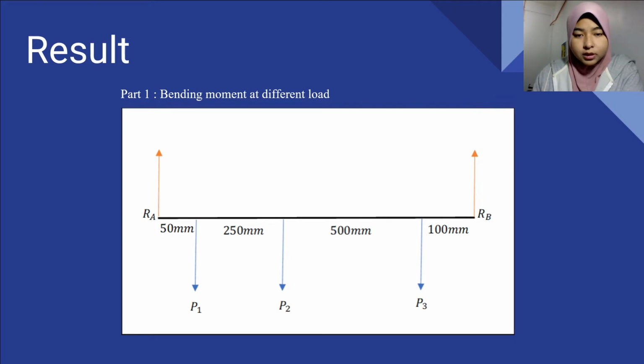For the experiment, I will be presenting the result. In this result, we have two parts. The first part is the bending moment at different load. So we set up the distance, which is RA to P1 50 millimeter, P1 to P2 250 mm, P2 to P3 500 mm, and P3 to RB is 100 mm.